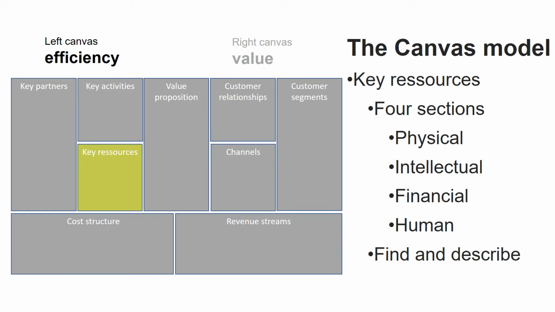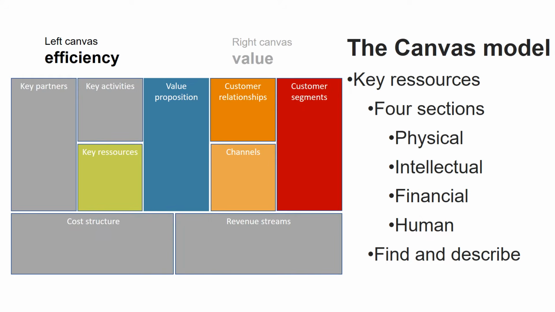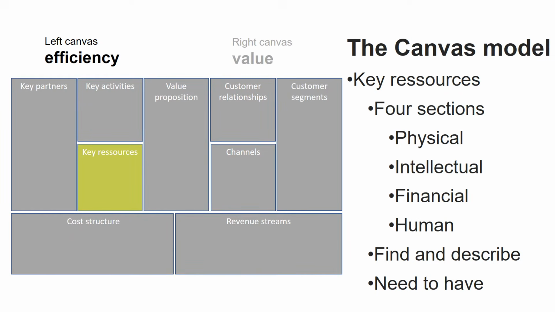In this block, you must find and describe the key resources that are necessary to create and offer a value proposition, reach markets, retain relationships with customer segments, and earn revenues in your business. You have to consider the blocks on the right side of the model while you are planning which key resources are essential for your business. Which business resources do you need to have to create the value promised on the right side of the model? Now we know what key resources we need to have.